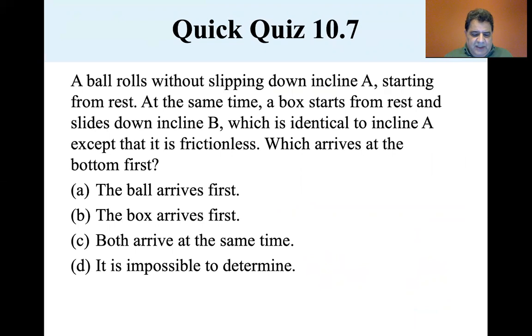Well, it's actually the box that will arrive first, because all the gravitational potential energy of the box-Earth system is transformed to kinetic energy of translation. For the ball, some of the gravitational potential energy of the ball-Earth system is transformed to rotational kinetic energy, leaving less for the translational kinetic energy. So the ball moves downhill more slowly than the box does. Okay, and so the box arrives first.